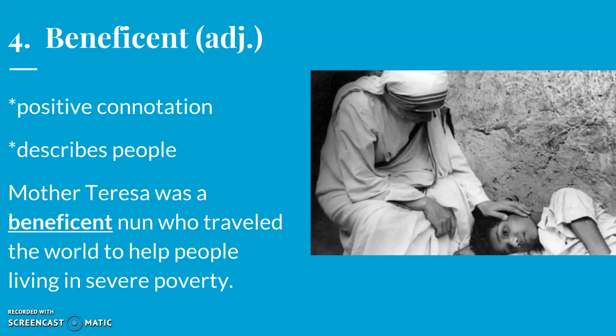Number 4 is beneficent, which is an adjective. The definition for beneficent is performing acts of kindness or charity, doing good. And by that, I mean doing good for others, not just doing good for yourself. A way to help you remember this word too, since it starts in a similar way, is benefit: beneficent is to benefit other people. So beneficent is going to be an adjective that describes other people.